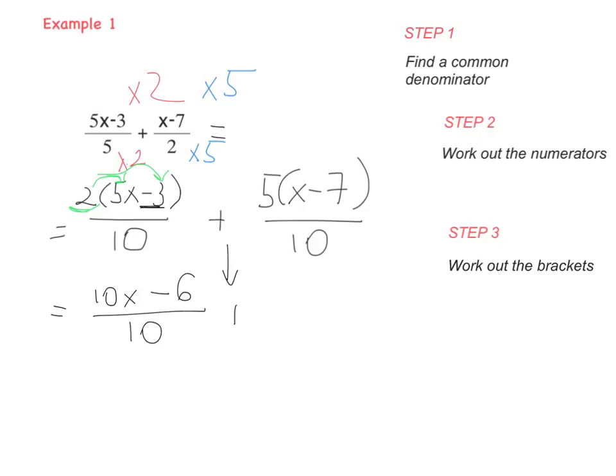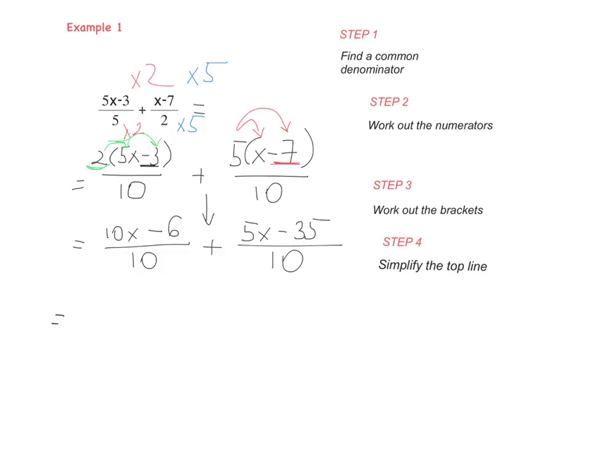Following our expression, plus, then we need to work out the bracket in the second fraction, okay? So 5 multiplied by x and 5 multiplied by minus 7, okay? And this is 5x, and 5 by minus 7 is minus 35, all over 10, okay? And time for the next step. So we need to just simplify it. Simplify the top line. Okay, so we have 10x minus 6 plus 5x minus 35, and this is all over 10, okay?